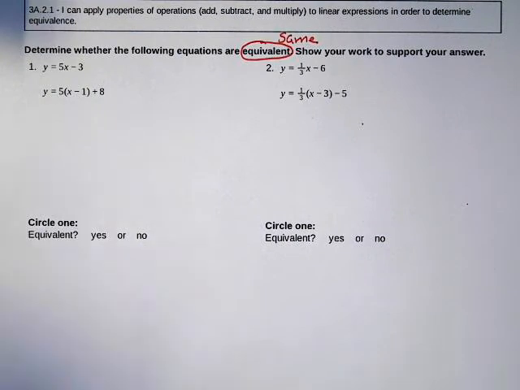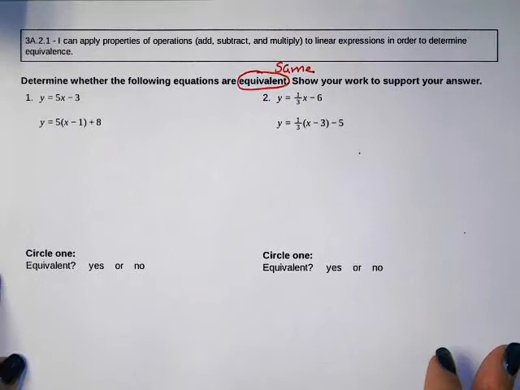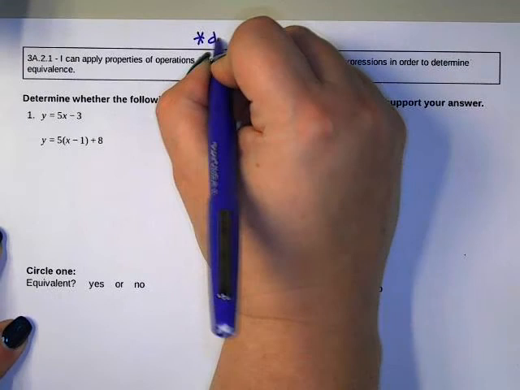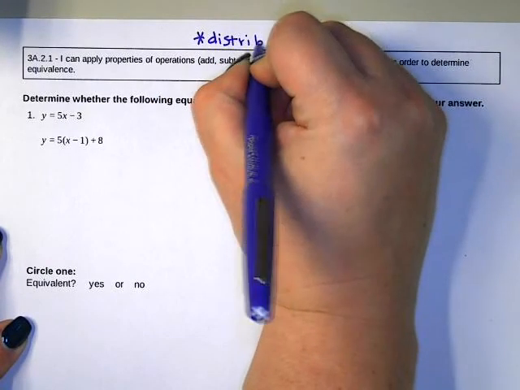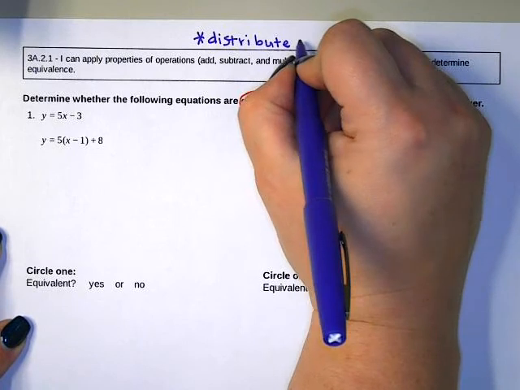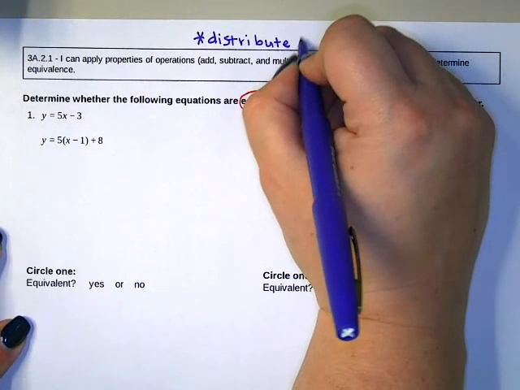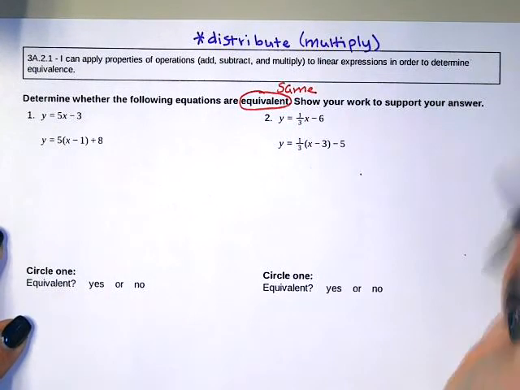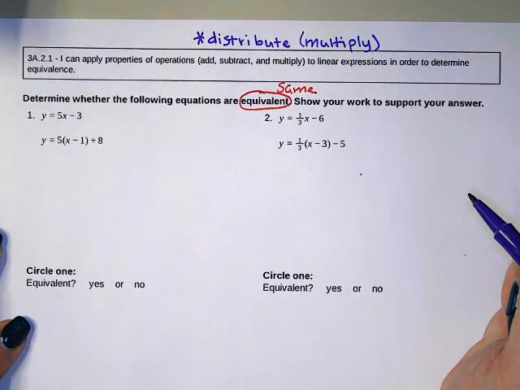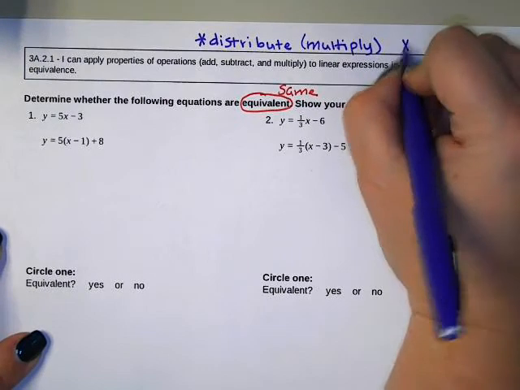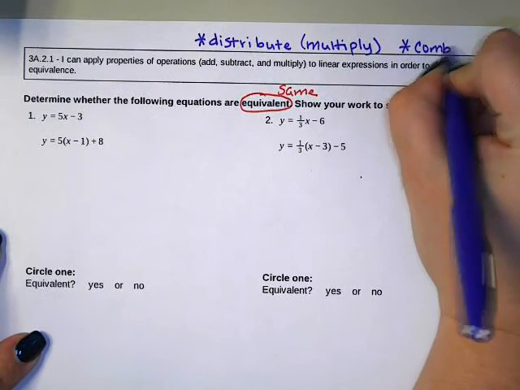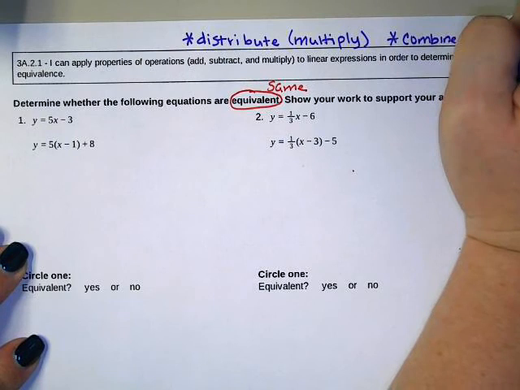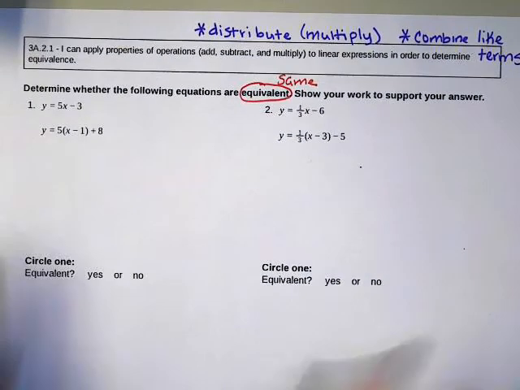So we have to remember that the way that we're going to do this is if we see parentheses, it means we need to distribute. And remember, distribute means multiply. So when we distribute a number, it helps us get rid of the parentheses. And then we are going to combine like terms. All right, so let's actually take a look at these then.